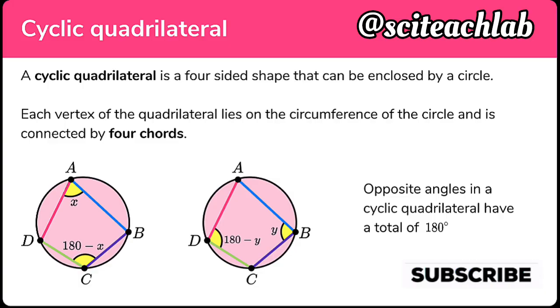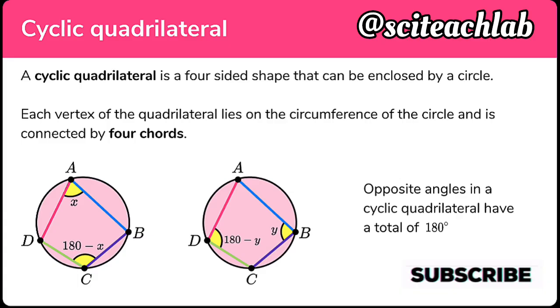So what is a cyclic quadrilateral? A cyclic quadrilateral is not a quadrilateral that looks like it's a circle. Because as the name implies, you'll be thinking a quadrilateral that is cyclic in nature is a cyclic quadrilateral. No. A cyclic quadrilateral is first of all a quadrilateral. That means it's a four-sided shape. Four-sided shapes are called quadrilaterals.